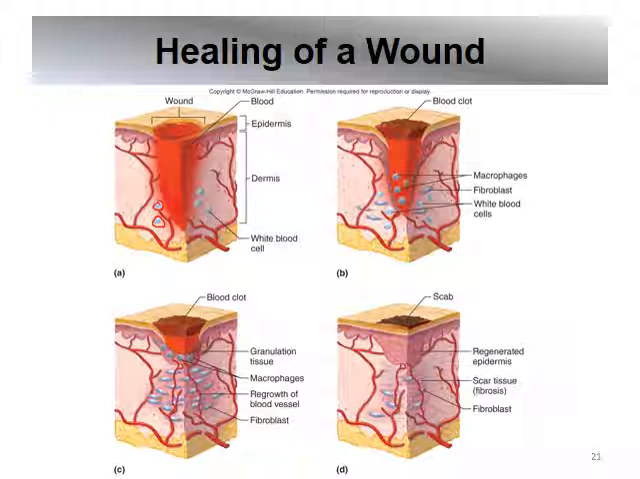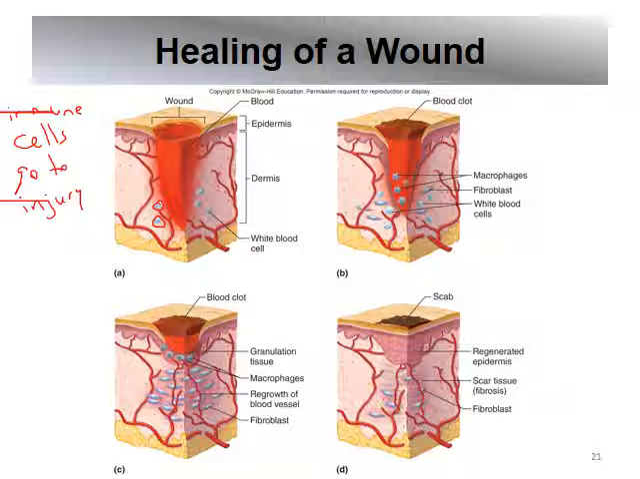This just shows that the immune cells, white blood cells, oops, sorry about that, go to the injury site. And so then they go to the injury site and get rid of the bacteria there, and they get rid of the dead cells, the injured cells, and they start the repair process.